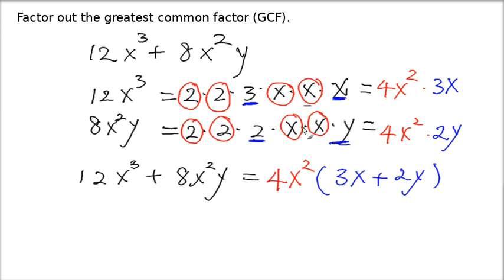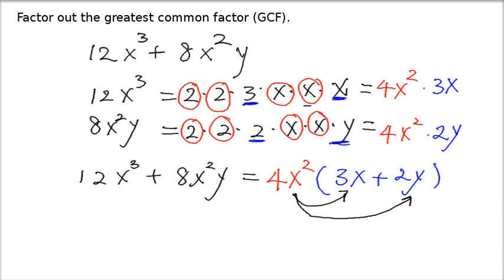So now you can verify your computation by distributing 4x squared into the parentheses. So 4x squared times 3x is 12x cubed. 4 times 3 is 12. X squared times x is x cubed. And then you get the second term back by multiplying 4x squared by 2y. So 4 times 2 is 8. X squared times y is x squared y. So this is the factoring of the polynomial.